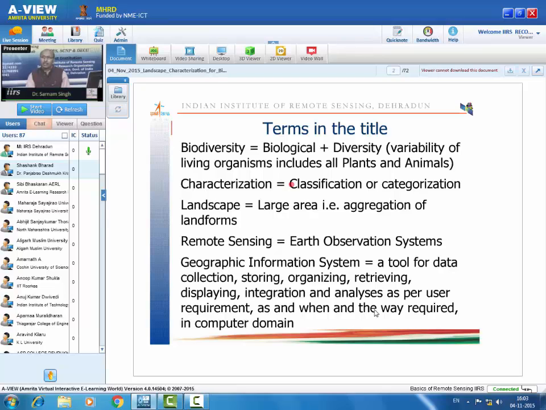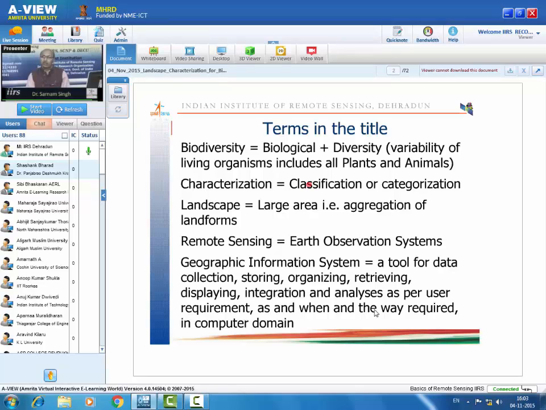The second term is characterization. Let us try to understand why we want to characterize. See, India has around 22.5% of forest at present, but all that forest cannot be conserved for biodiversity or for that matter any other conservation effort.